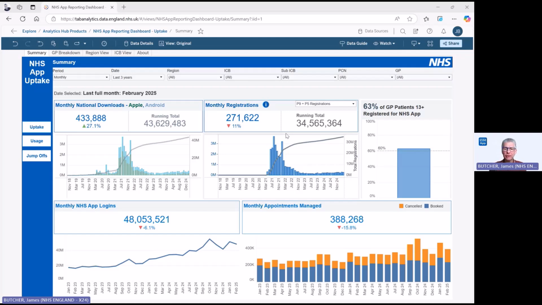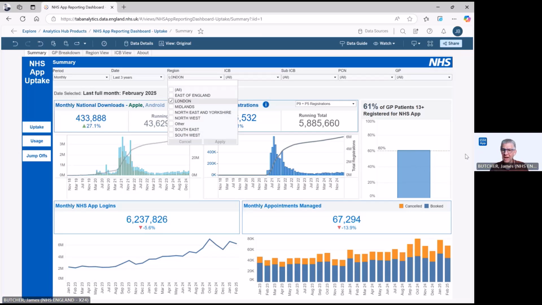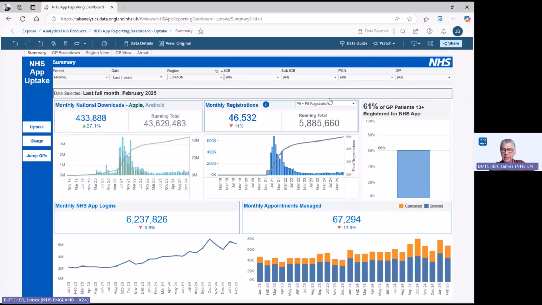This is a really high level summary that we often use when we're presenting to regional teams. I actually haven't individualised it to London, but I can easily do that by going to the regions and selecting London, pressing apply, and then it will write a report for London. I think this figure is very much what Shanka was talking about earlier: 61% of GP patients aged over 13 years who are registered with the NHS App in London. If you can see my pointer, I'm going over to the top right. You can start to drill down by ICB, PCN, and actually right down to GP practice level.